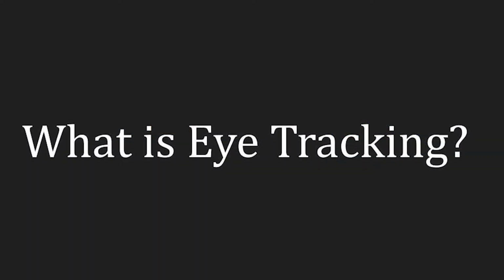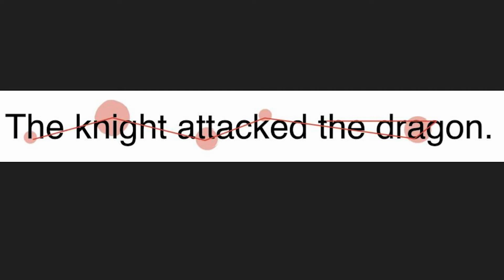What is eye tracking exactly? Eye tracking is simply a software that follows the trail of where a person is looking on a computer and creates a path for designers to see where and how long a person looks. For example, the software is able to collect data on where a person's eye goes and how long it takes for them to read the sentence. Here we can see that the user reads the sentence from left to right and focused more on the words knight, attacked, and dragon and less time on the other words.